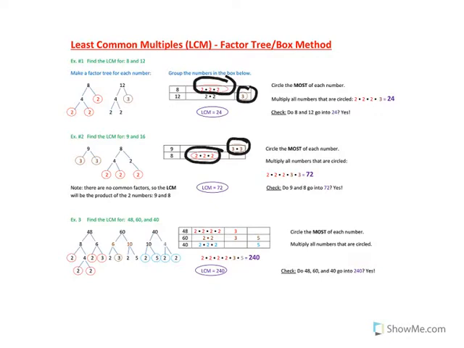This one's a little bit more involved. 48 is 2 times 2 times 2 times 2 times 3, and 60 is 2 times 2 times 3 times 5, and 40 is 2 times 2 times 2 times 5. I circle the most number of 2's. Okay, I've got a 3 here and a 3 here, but no 3 here. It doesn't matter. You just pick one of them. It's the most. One 3 is the most, and one 5 is the most. You multiply all these together, and you get 240.